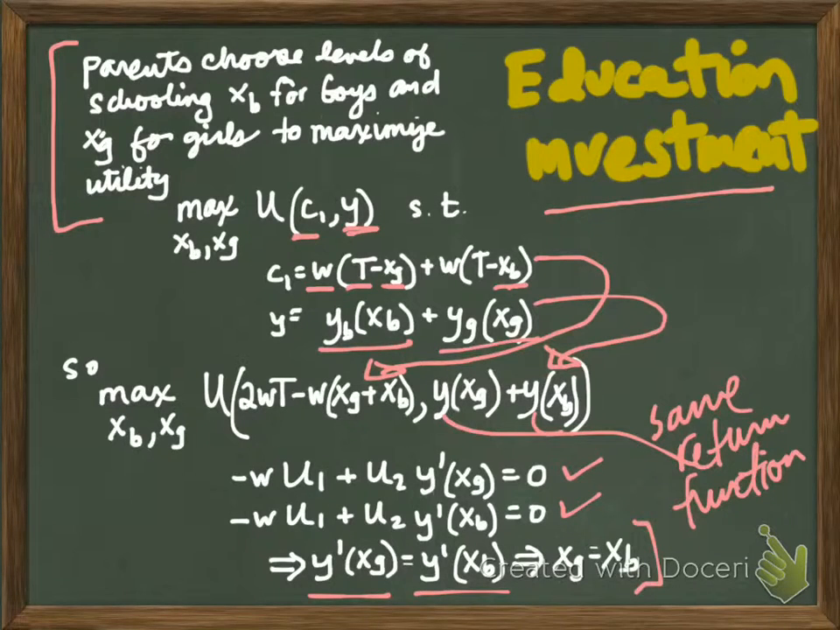Wouldn't have differential amounts of school, because if the return functions are the same, and they have diminishing marginal returns, then there would be no point in giving extra school to one person, because then the marginal return to school for that person with the extra schooling would be lower than the marginal return for the person that has less schooling.